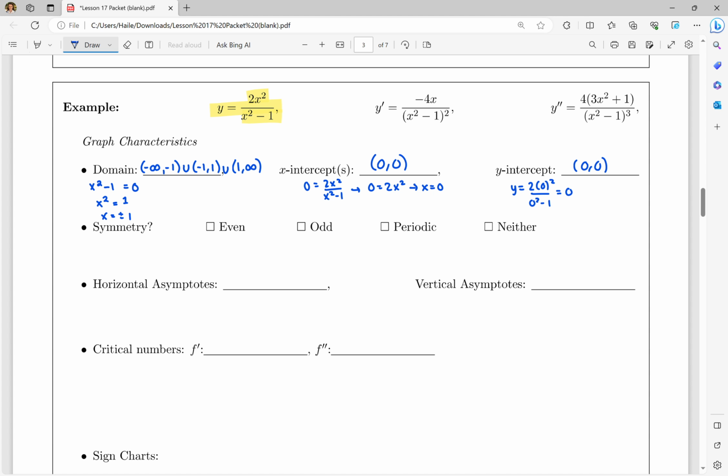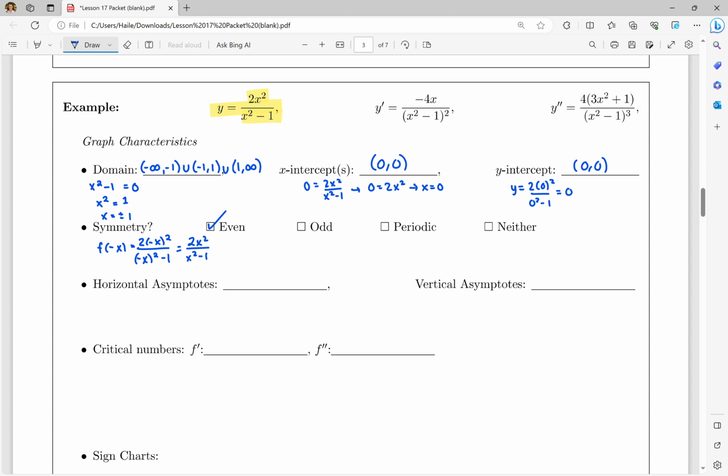Okay, now let's test for symmetry. So let's start by plugging in f of negative x. So that's going to give us 2 times negative x squared over negative x squared minus 1. Now if we simplify this, when we square those negative x's, we're going to get back the original function. So this is actually an even function.